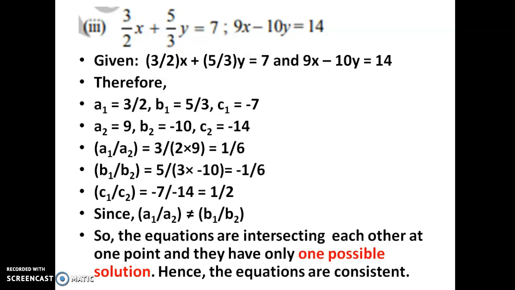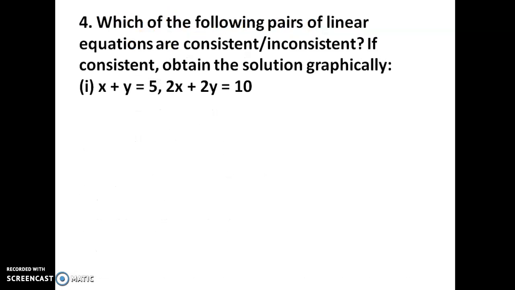Okay, that's it. Then the fourth problem. Which of the following pairs of linear equations are consistent or inconsistent? If consistent, obtain the solution graphically. Okay, this is one step further. In the previous problems we found out whether it is consistent or inconsistent and we stopped there. Now what we have to do is plot it on the graph and find the solution.